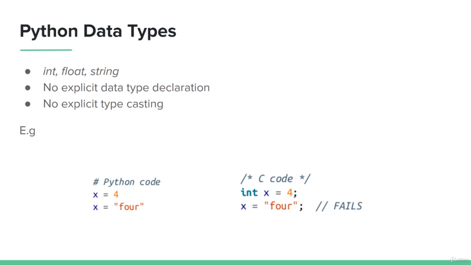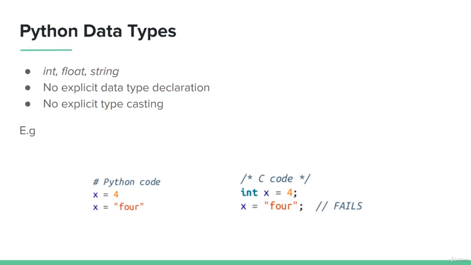For example, let's look at this C code. In this C code, we have instructed that the variable x should be an integer. If we try to initialize it with a string, the code fails. This is an example of explicit data type declaration. In Python, we don't use that.